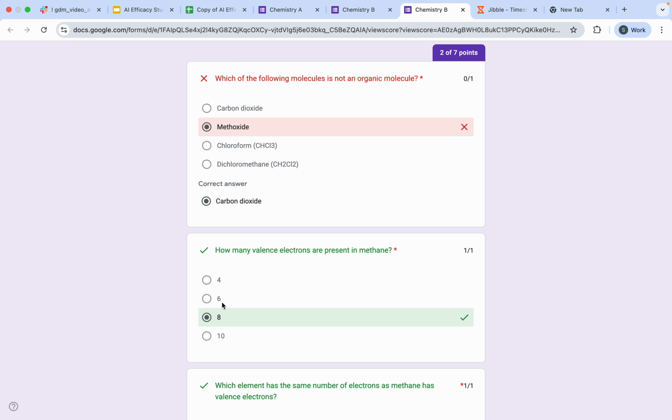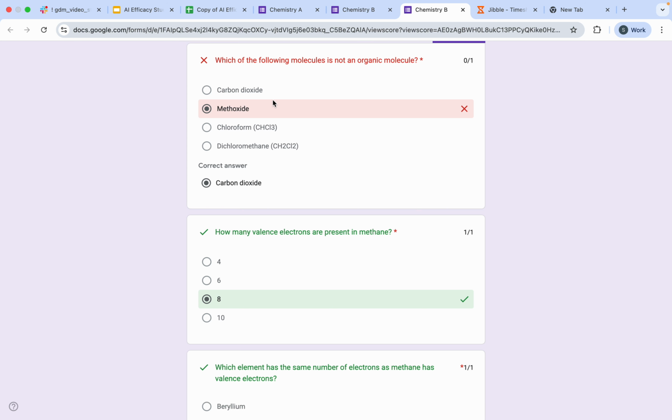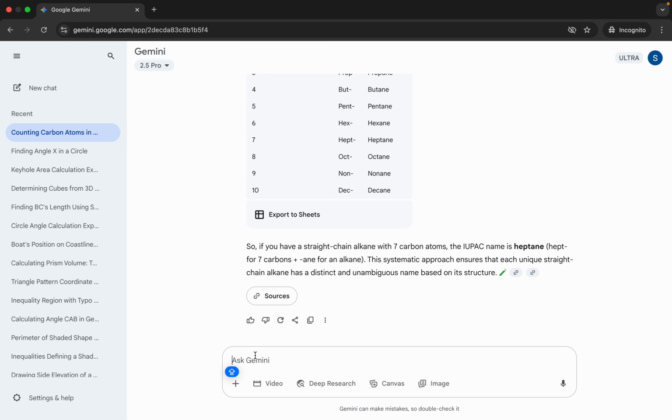Now the next question is, which of the following molecules is not an organic molecule? So carbon dioxide was the correct answer. Methoxide is not the right one. It is carbon dioxide that is the right answer. Okay, so we can search for the molecules which are not organic molecules. How to search it? Molecules which are not organic.